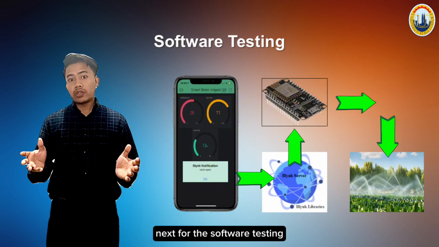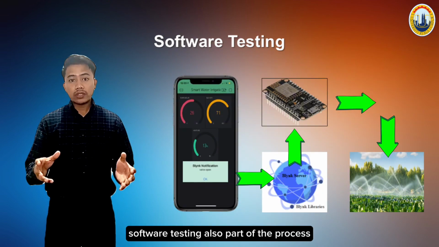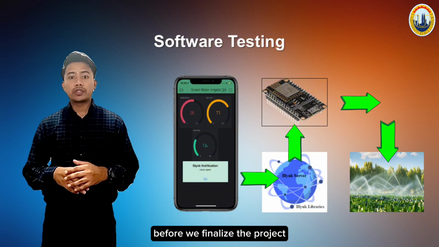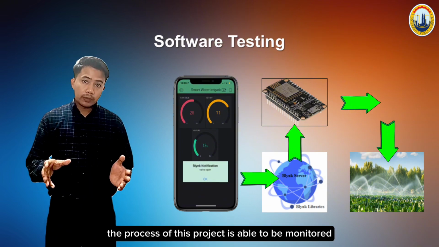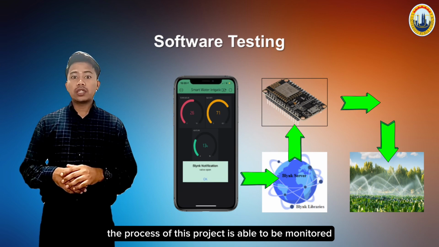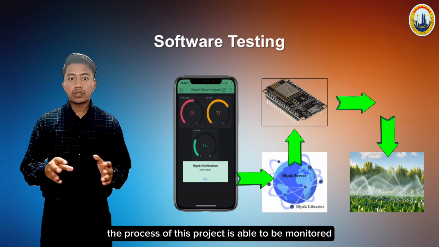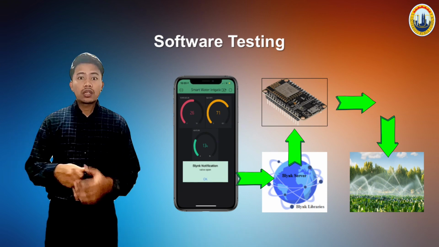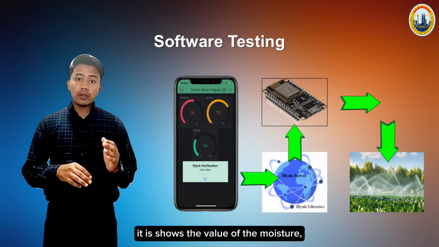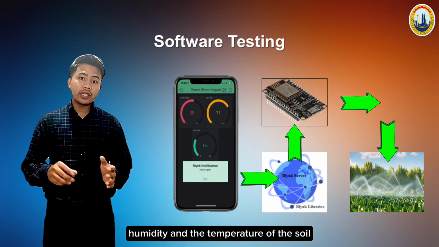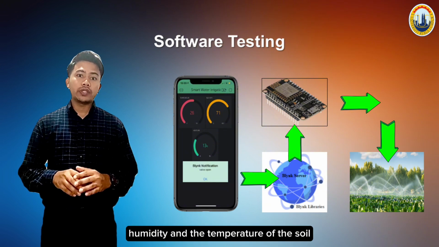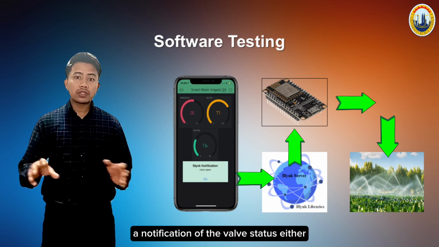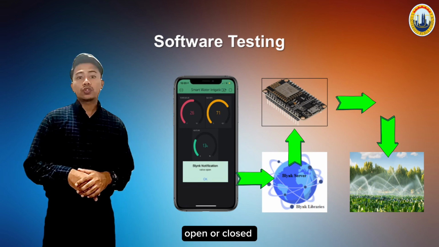Next, for the software testing. Software testing is also part of the process before we finalize the project. The process of this project is able to be monitored through the Blink apps using the smartphone. It shows the value of the moisture, humidity and the temperature of the soil. It is also able to send a notification of the valve status, either open or close.